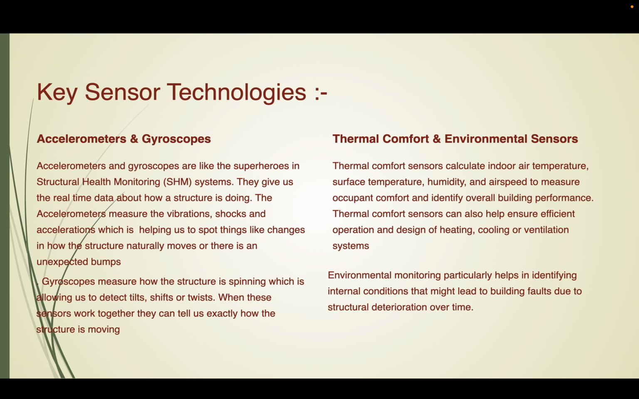The second is the gyroscope. The gyroscope measures how the structure is spinning. For example, if there is any twist, tilt, or shift in the building, it measures that. The thermal comfort sensor is used to measure the indoor air temperature, the humidity, and the air speed to measure occupant comfort.